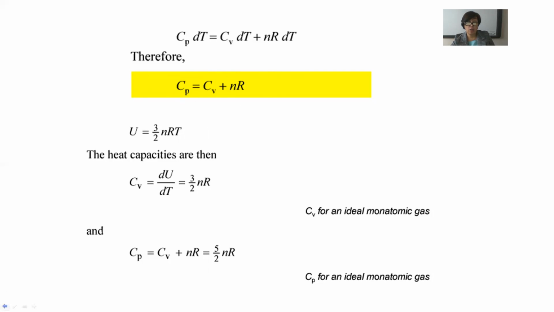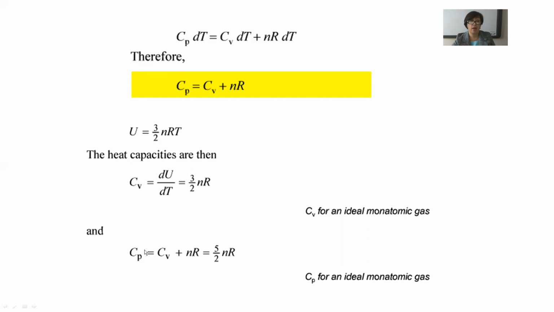The internal energy formula is U equals 3 divided by 2 nRT. We know the heat capacity for an ideal monatomic gas: the heat capacity at constant volume, du divided by dT, equals 3 divided by 2 nR.